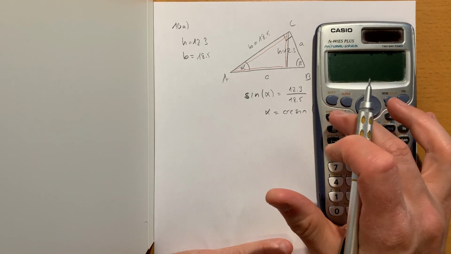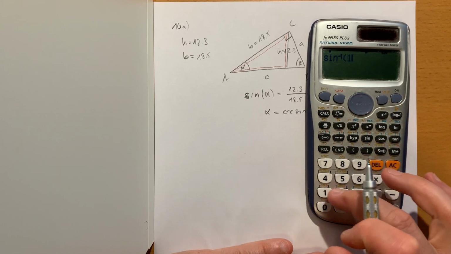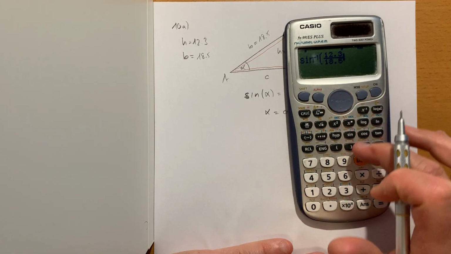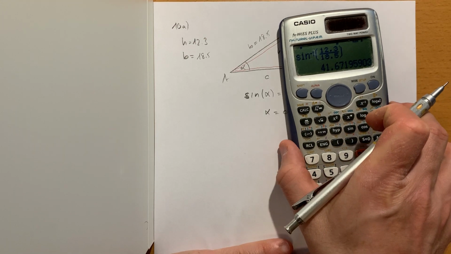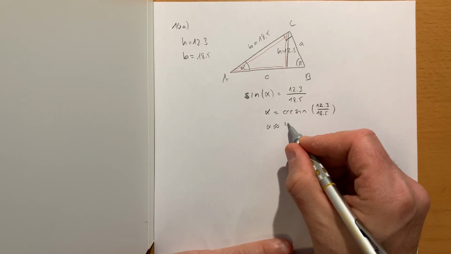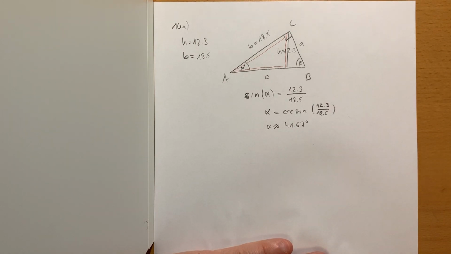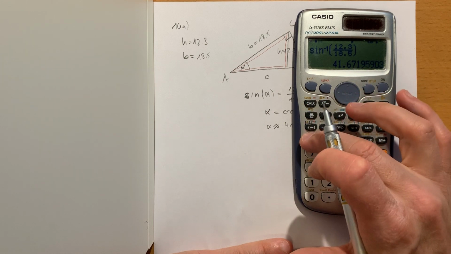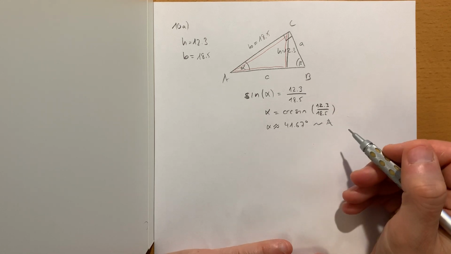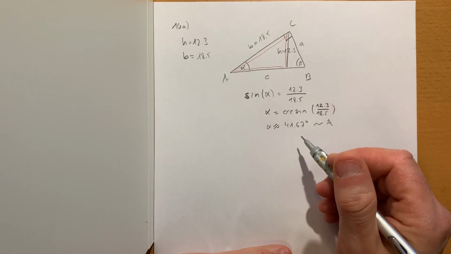So let's do this. Shift sine to the minus 1, 12.3 divided by 18.5. So that's 41.67. Alpha is approximately 41.67 degrees. If you want, you could store this value and say, shift store A, and that's how you store it. So this is now my value A. Good, because we don't want to work with rounded values.